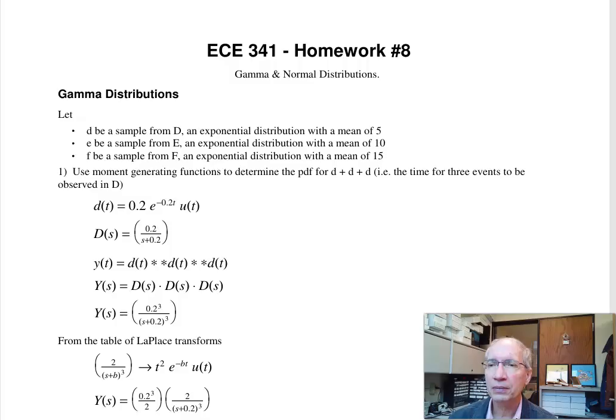What is the PDF of D plus D plus D, meaning the first time that 3 events happen in D? Well, the PDF for D is exponential, 0.2 e to the minus 0.2t. 0.2 is 1 over 5. The Laplace transform is 0.2 over s plus 0.2. When you combine 3 PDFs, you convolve them, or you multiply the Laplace transforms. So that'll just be 0.2 over s plus 0.2, cubed.